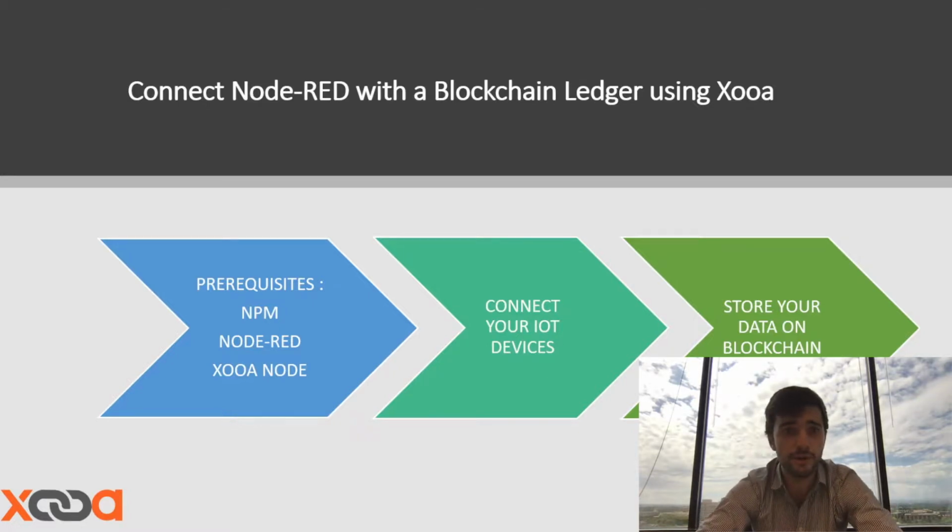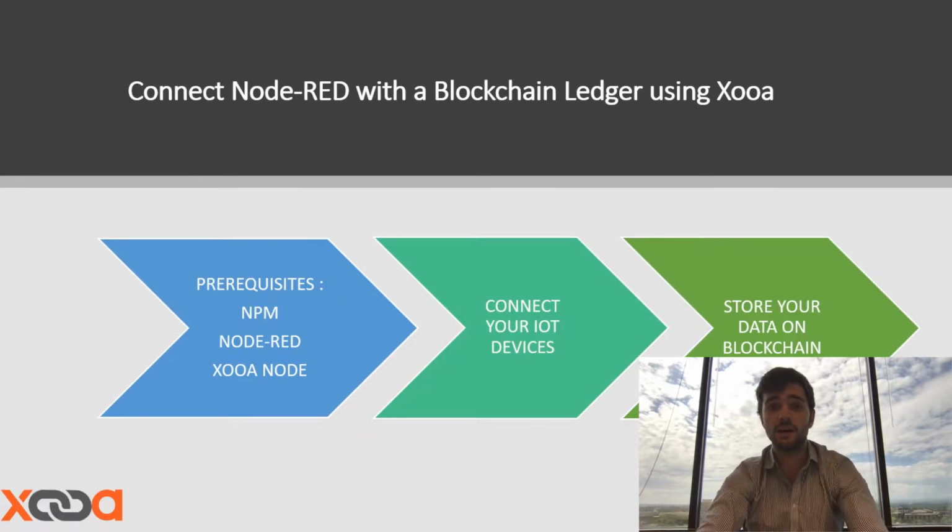In the blue arrow here, we have 3 required installations prior to connecting Node-RED with a blockchain ledger using Xooa. These are the Node Package Manager, Node-RED itself, and a Xooa node. This will allow you to connect your IoT devices and store your data on the blockchain. Let's now go to the Xooa console, where I will give you an overview of this integration.